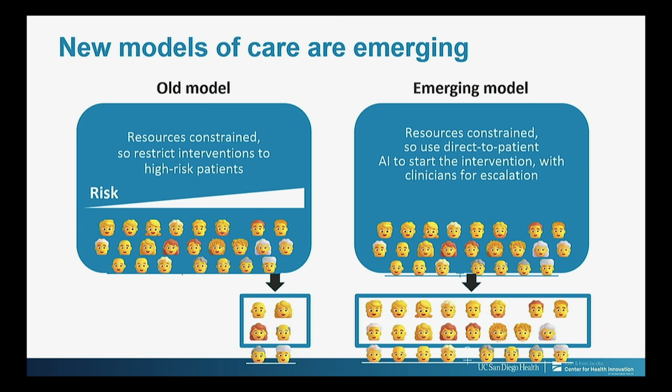So another emerging model of care, and this is evident to the most extreme in the recent ARPA-H advocate program that was just announced last week, is, okay, you've got constrained resources, so why don't you have a first pass with direct-to-patient AI to start the intervention, with escalation to clinicians when there's a question that the AI can't answer. Everyone gets the intervention, so there's a lowest common denominator, but there's a lot of risk that gets introduced by doing direct-to-patient AI because there's no human in the loop for that conversation.